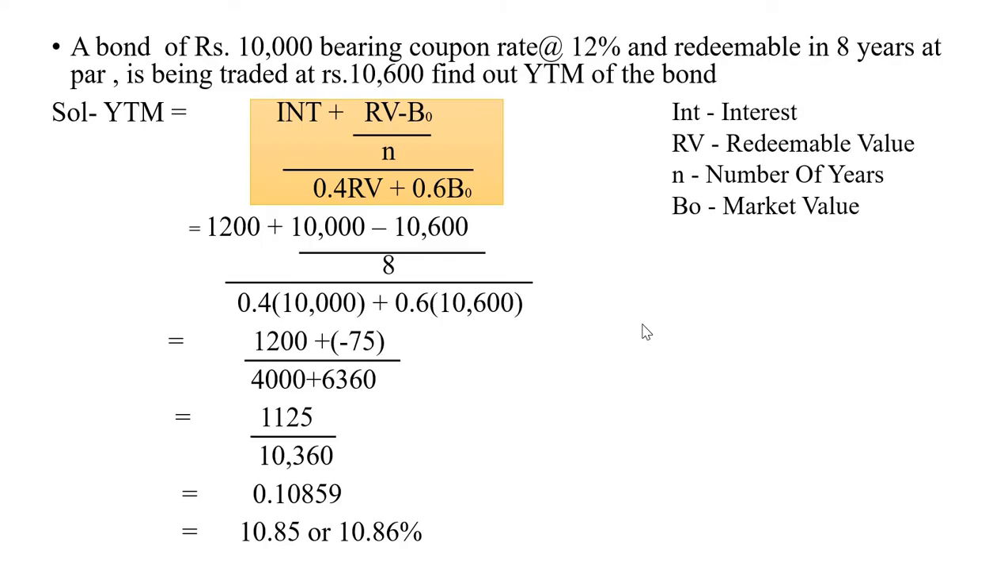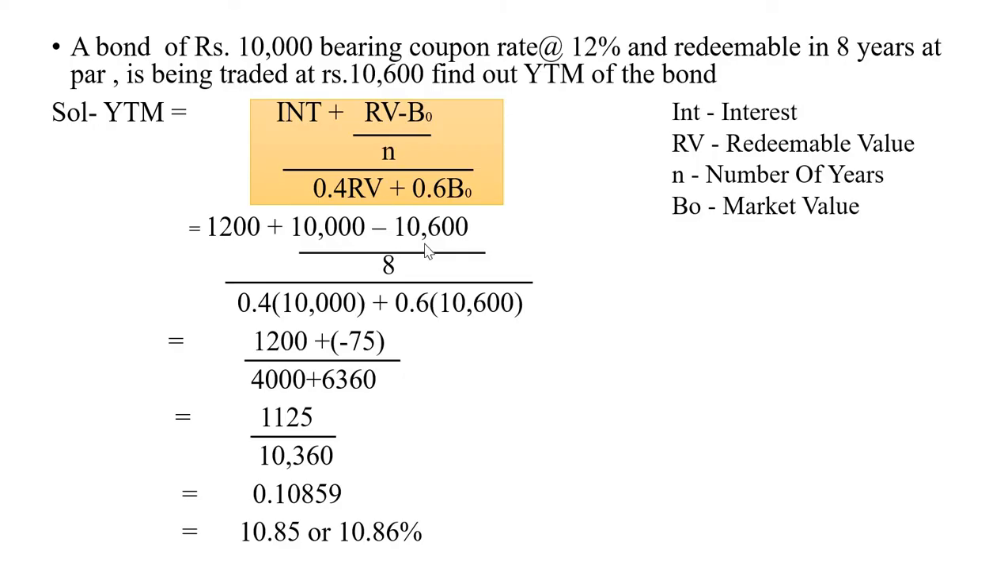Next, what is RV? Redeemable value. So what is the redeemable value? What did they give in the problem? Coupon rate at 12% and redeemable in 8 years at par. Redeemable at par means what? For the same price. We already know what par, discount, premium and all mean. So par means at the same face value. How much was the face value? 10,000. So the redeemable value is also the same, 10,000.